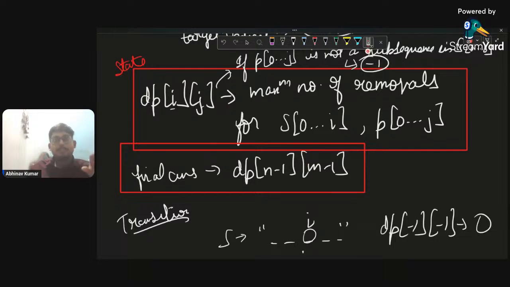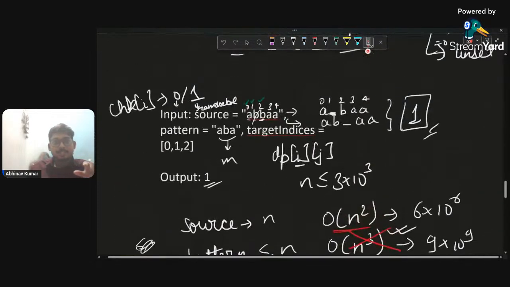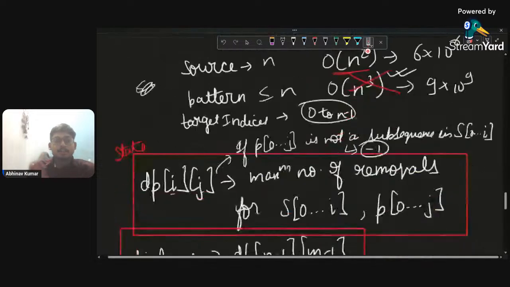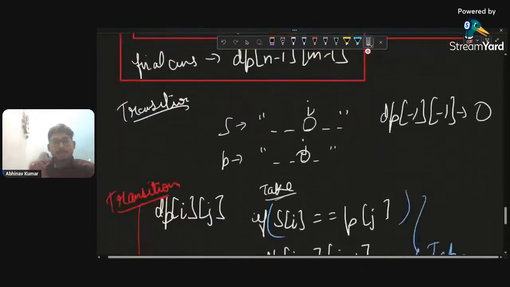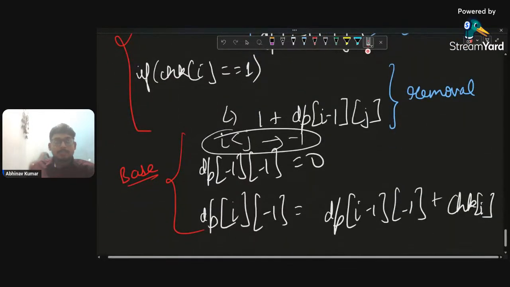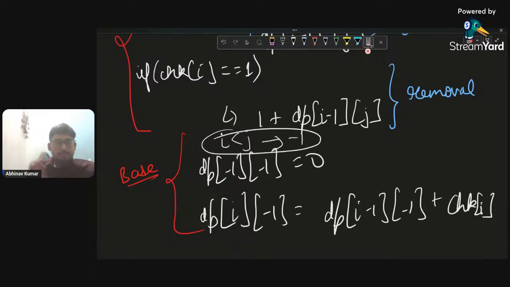Just make sure about this extra check functionality, the target indices thing. These are some extra things you have to make sure. The extra edit you have to do in your LCS code only, and it would become the code for this problem. I hope you understood. Now we can move to the code.